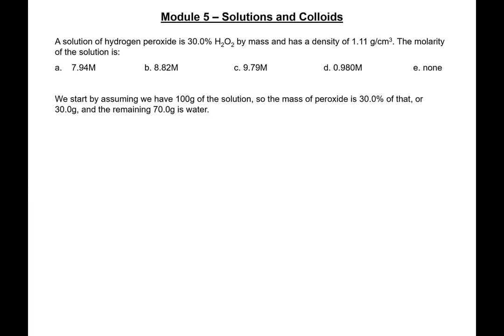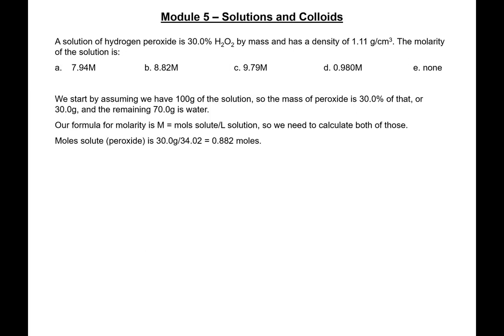We don't really know how much we have. We might have 100 grams, but if we pick 100 grams, our math gets appreciably easier. We know that if we picked 100 grams, 30.0 grams of that 100 grams would be peroxide, which would make the other 70.0 grams water. So our formula for molarity is moles solute divided by liters of solution gives molarity. We use the symbol capital M. So we need to calculate both the numerator and the denominator to get this molarity.